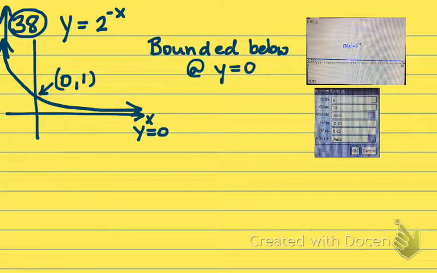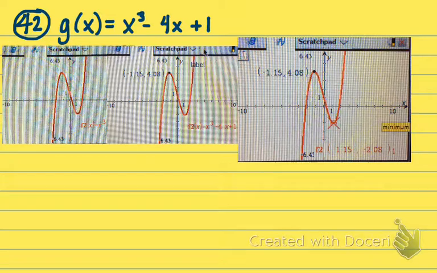But you would write the horizontal asymptote, which is bounded, because it's never going to be 0. Because remember, no non-zero number to any power can ever be zero. You can't turn a non-zero number into zero with an exponent, in other words. All right, let's look at 42, if I haven't completely confused you and made you turn the video off.